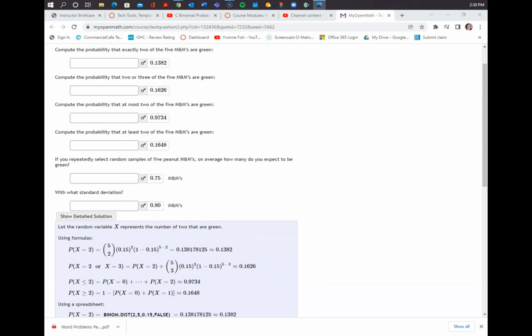You want to round. The next one, compute the probability that at least 2 of the 5 M&Ms are green. So you could use the idea of complement, thinking, well, if at least 2 are green, you could figure out the situation when there's 0 green and 1 green, and subtract that off. Or let's go look at our technology and see. So we want to do at least 2 are green.